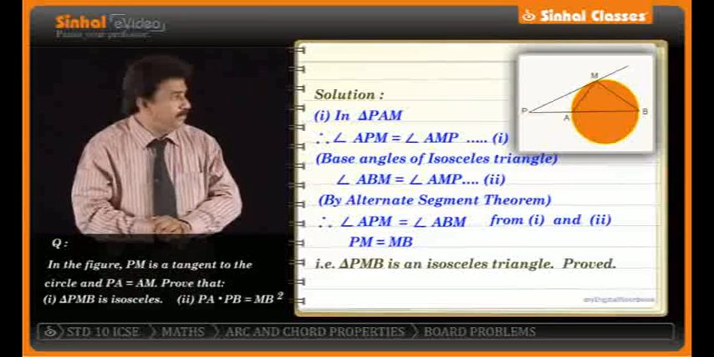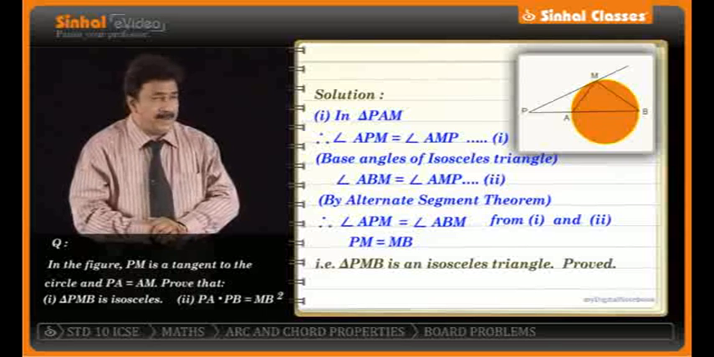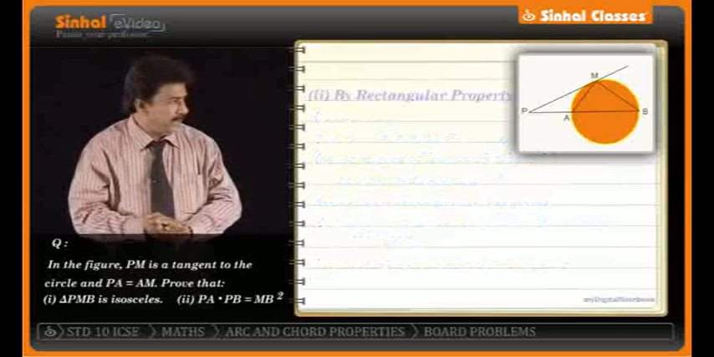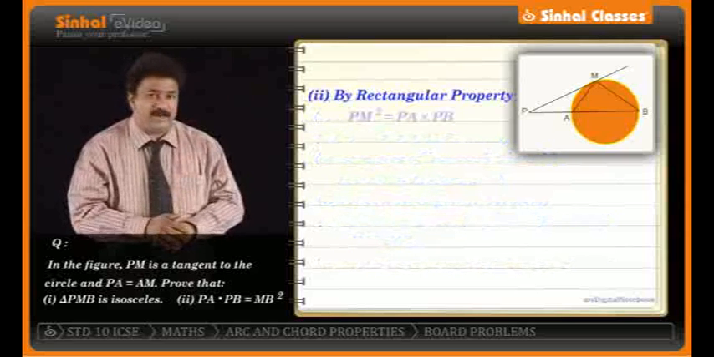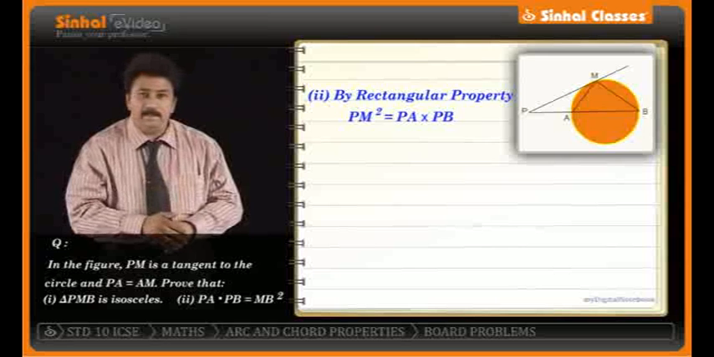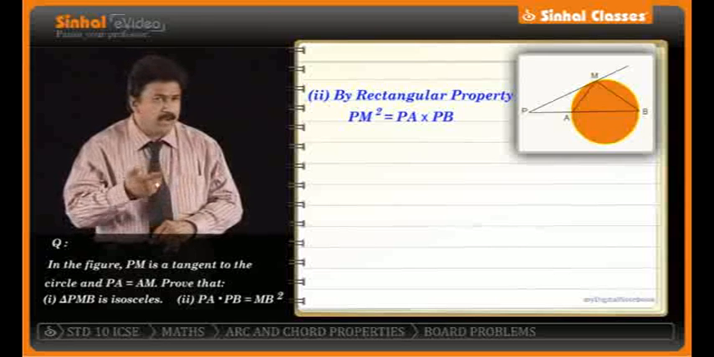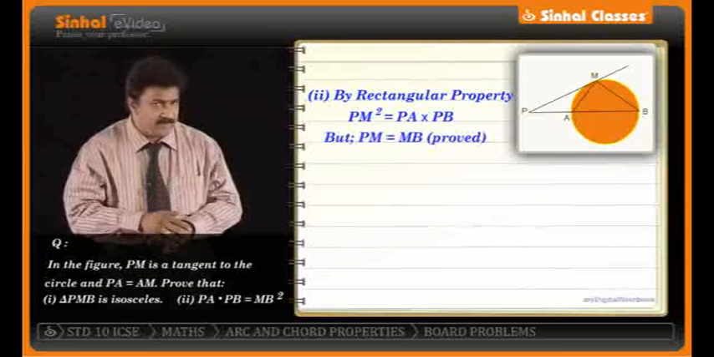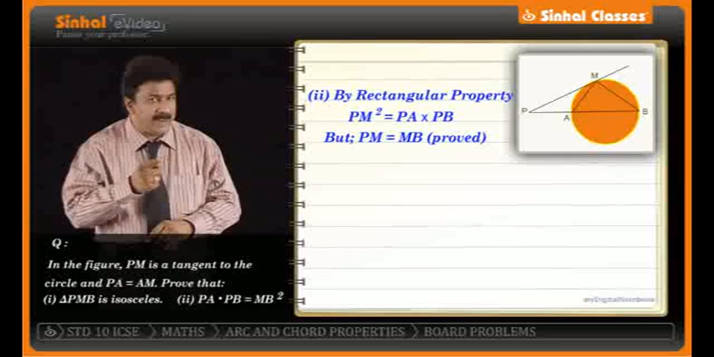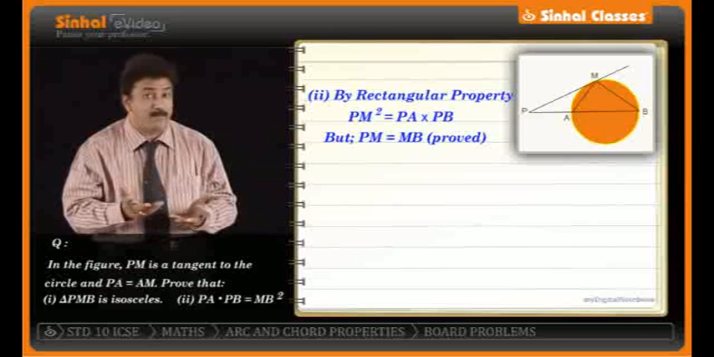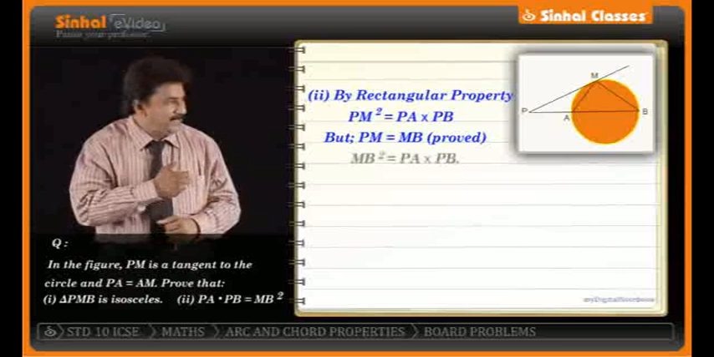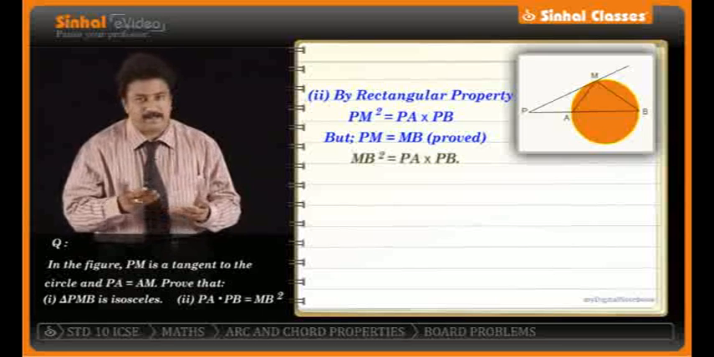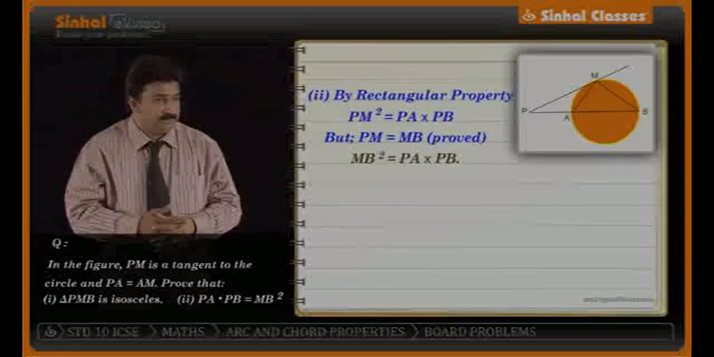Okay. Now see the second part of the same sum. What is asked? Prove that PA into PB is equal to MB square. By using the rectangular property of circle, what do I get? I get PM square is equal to PA into PB. But already what have you proved? You have proved that PM is equal to MB. Yes, you have proved that. So instead of writing PM, can we write MB? Yes, you can write that. Therefore, what I get? I get MB square is equal to PA into PB. And the sum gets over. That's what you were going to prove.